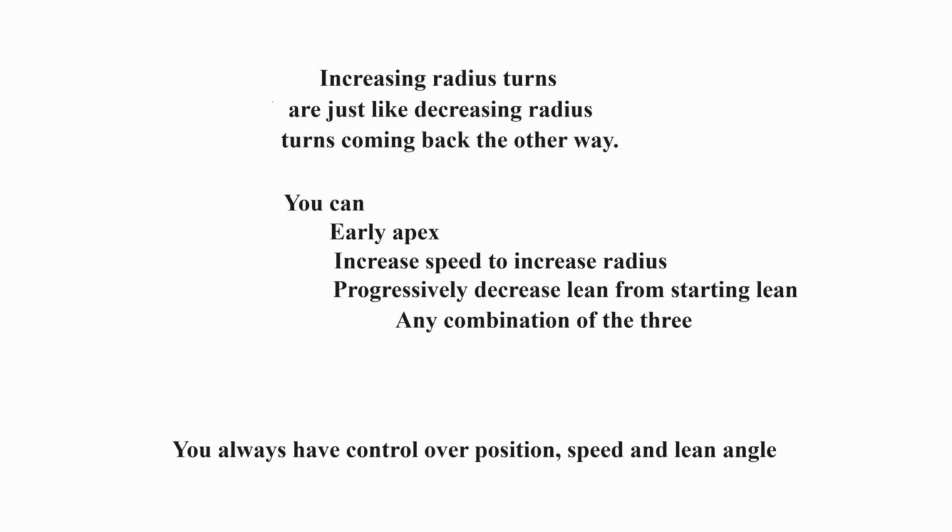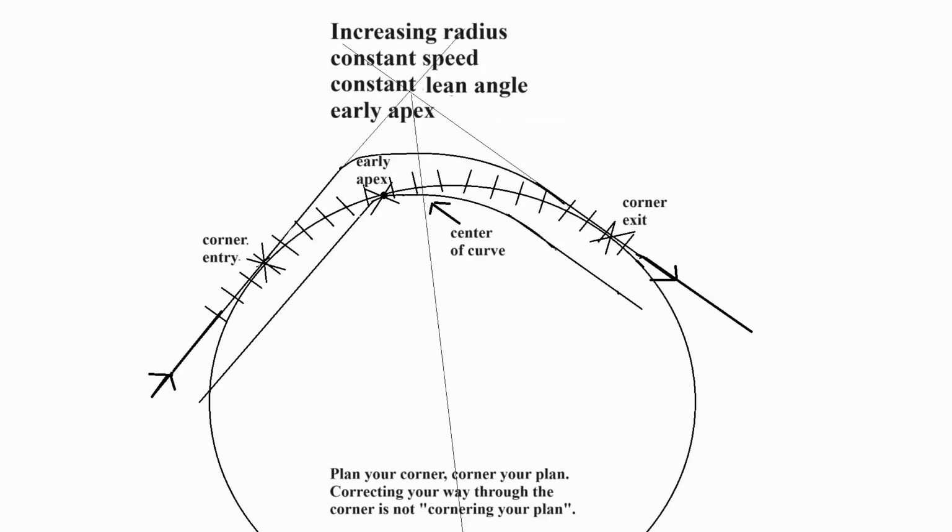Increasing radius turns are like coming back the other way. You can early apex, you can increase your speed, which will cause you to run wide in a constant radius turn, and you can reduce your lean angle and turn less. You always have control over position, speed, and lean angle. Early apex and increasing radius turn.